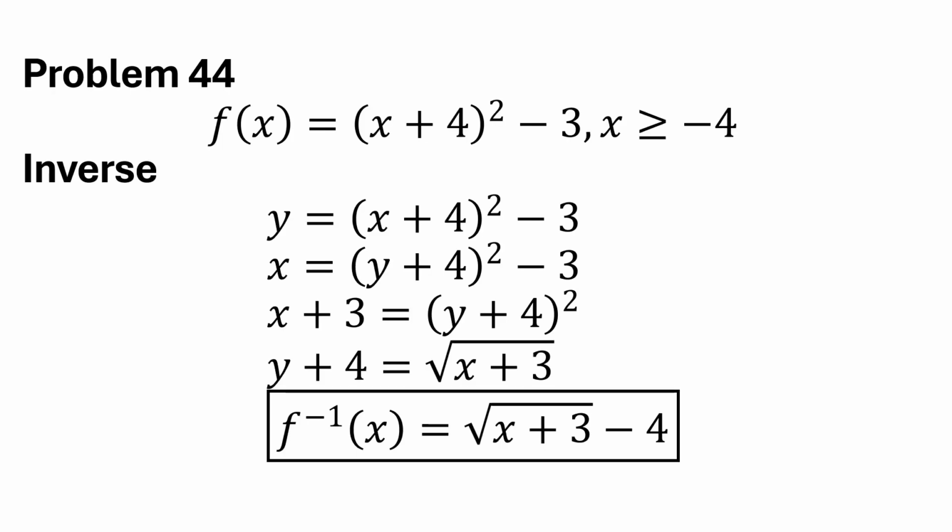After switching x and y, isolate the square term and take the square root. Solving for y produces the inverse square root of x plus 3 minus 4.